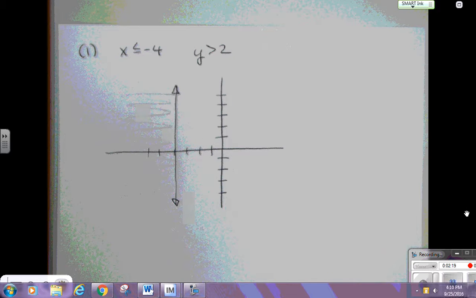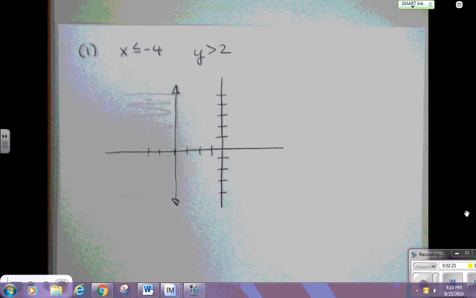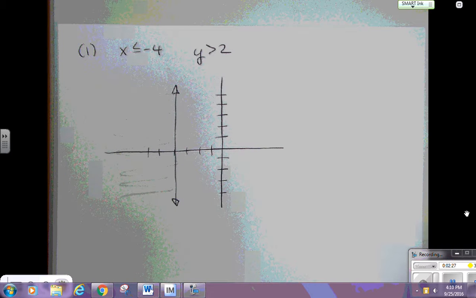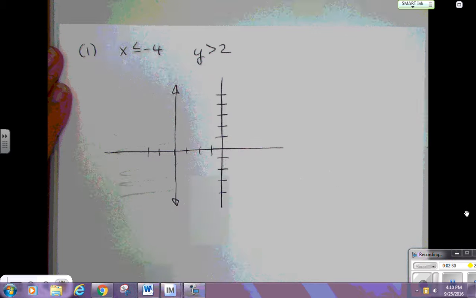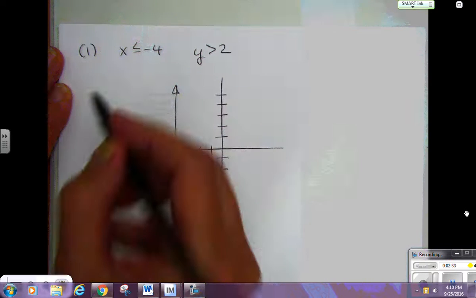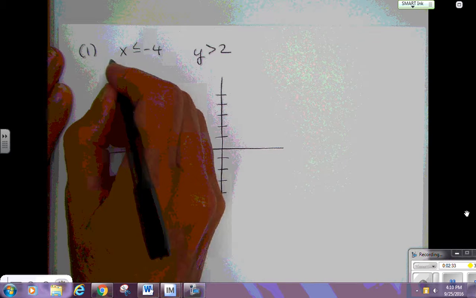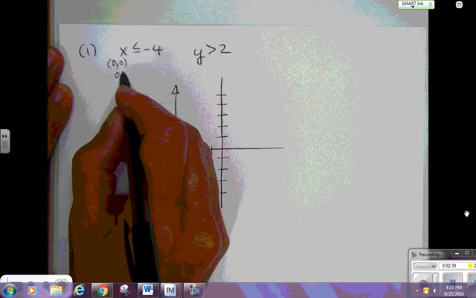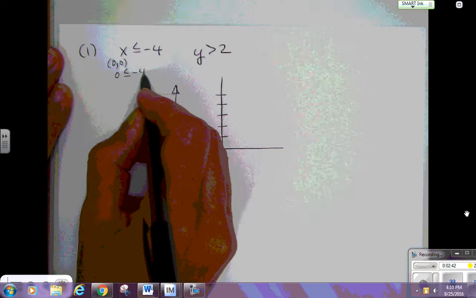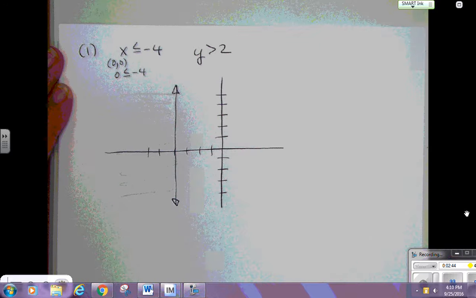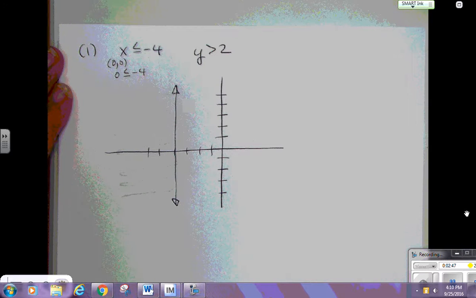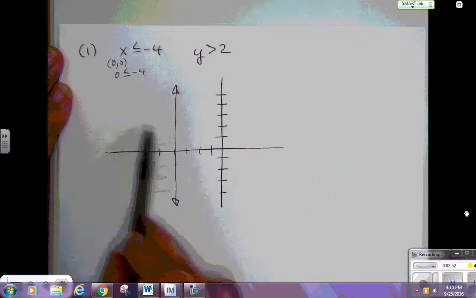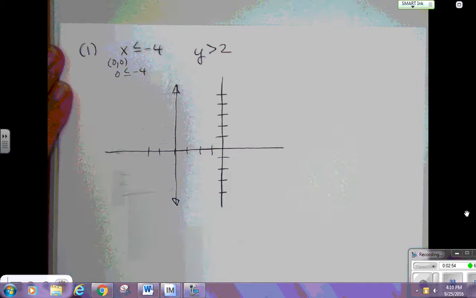Now, if you are undecided which side you should shade, you can always pick a point that's not on the line and plug it in to see if it makes it true. For example, if I use the origin 0, 0, substitute 0 in for x. 0 is less than or equal to -4. That's not true. 0 is not less than or equal to -4. So I'm not going to shade the side where that point is. I'm going to shade the other side. That would make it a true statement.